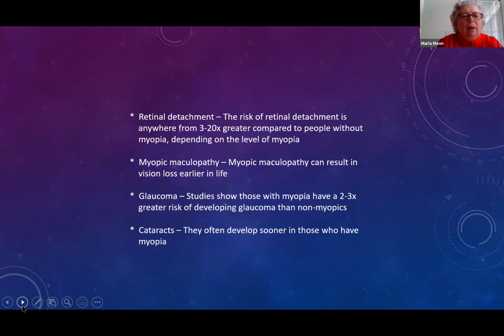And glaucoma, studies show that individuals with myopia have 2 to 3 times greater risk for developing glaucoma than people that don't have myopia. And cataracts, they just tend to develop at an earlier age. Next slide, please.